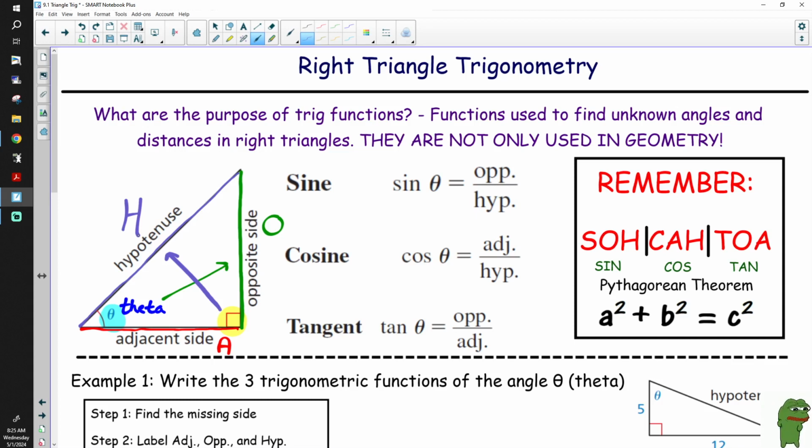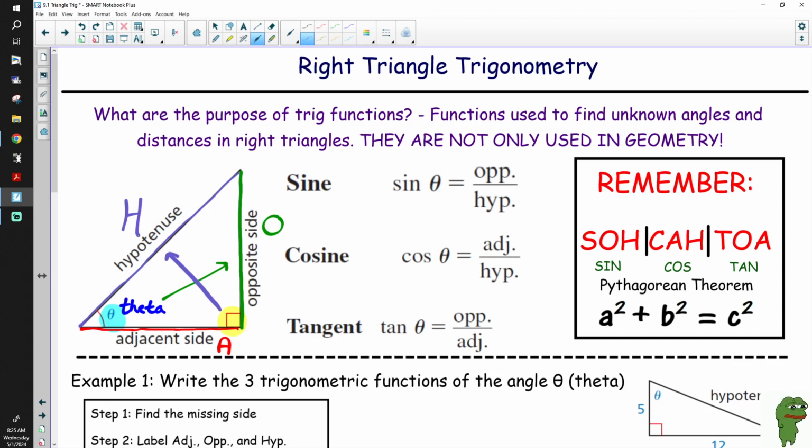So let's remember SOHCAHTOA. SOHCAHTOA is a silly little acronym to help us remember our 3 trig functions. Each trig function is specific to two sides in our triangle. Sine of theta is the ratio, or division, or a fraction between the opposite side and the hypotenuse. That's where we get SOH. Sine is opposite over hypotenuse. So, sine is always the measure of the opposite side divided by the measure of the hypotenuse. Every time.